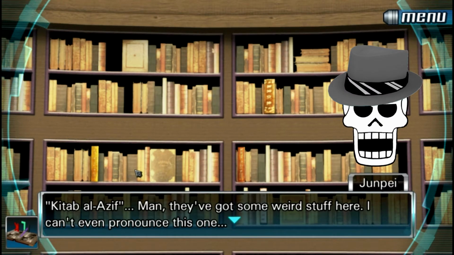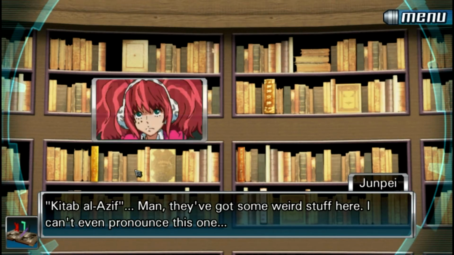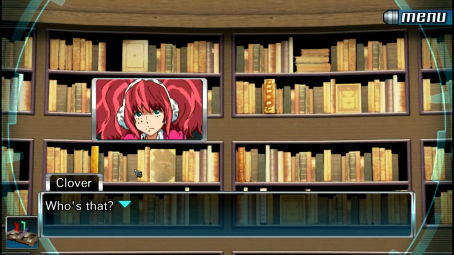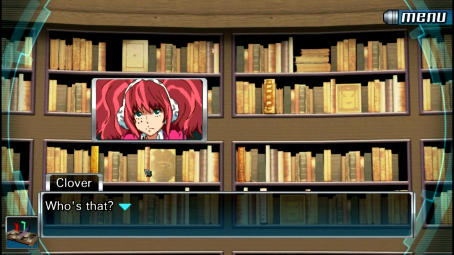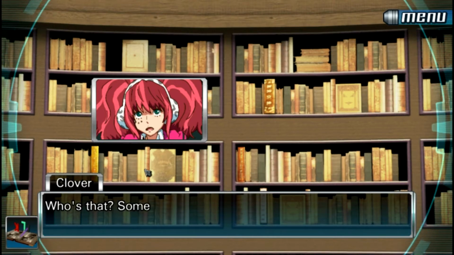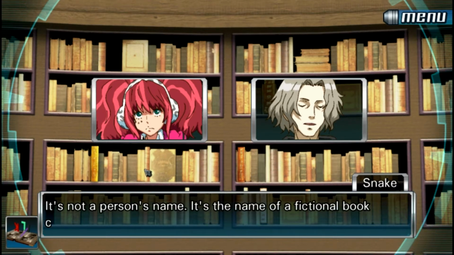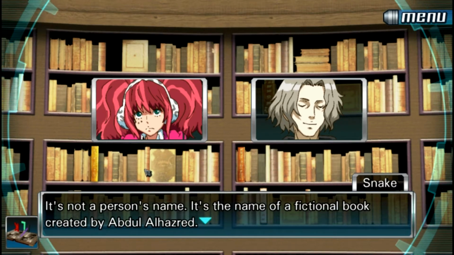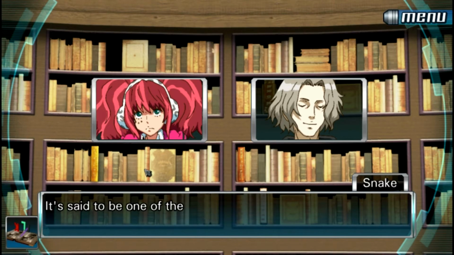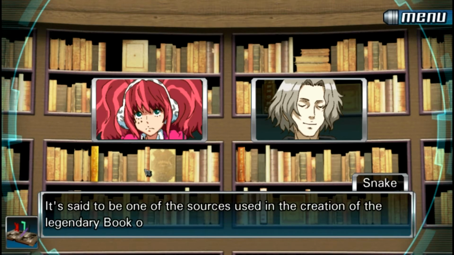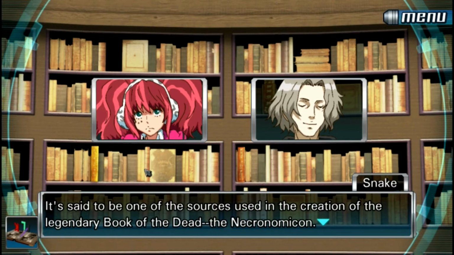Oh, man, they've got some weird stuff here. I can't even pronounce this one. It's probably something... I'm not gonna say it. Who's that? Some famous guy? It's not a person's name. It's the name of a fictional book created by Abdul Al-Hazred. It's said to be one of the sources used in the creation of the legendary Book of the Dead, the Necronomicon. Oh!